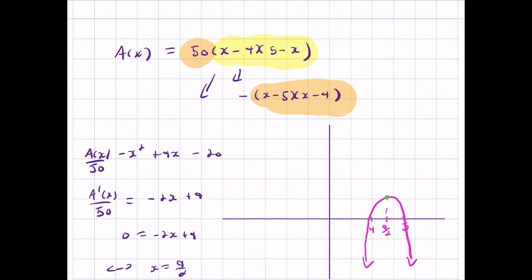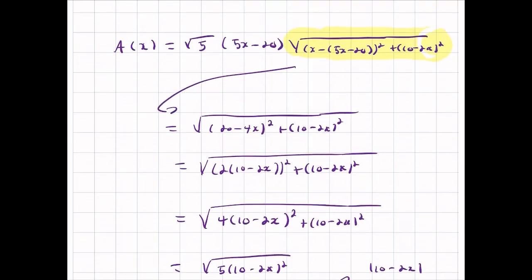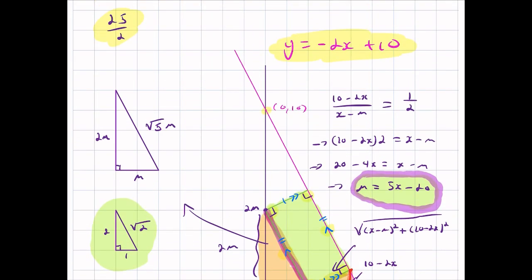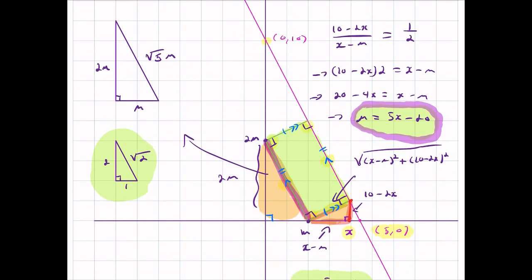A of 9 over 2, which is the last bit that we need to do, is actually find what this area is, because what was the goal of all this? We're trying to do better than 25 over 2. Can we put this rectangle against this line y equals 10 minus 2x, and then get a larger area than if we had it with one side on the y-axis and one side on the x-axis?